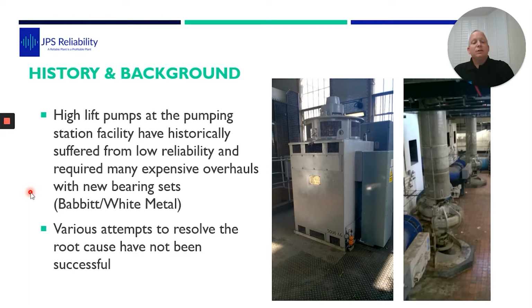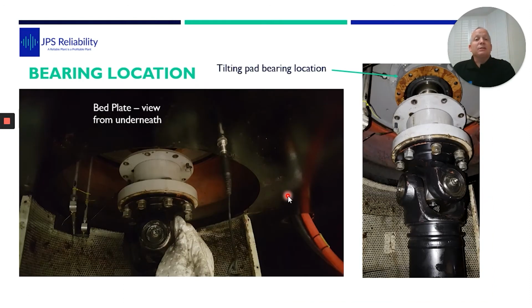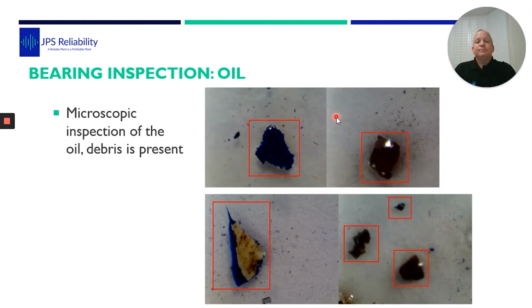So when we got involved, we had a look at the first failure. If you look under here, this is the bed plate underneath. This has been dropped down from up on the motor, and you can take a gasket down, and then the tilting pads will come down. So we dropped the oil out and then had a look at the oil. And what was quite shocking, we could see shards of babbitt material in the oil. So straight away, we knew the bearing had obviously failed.